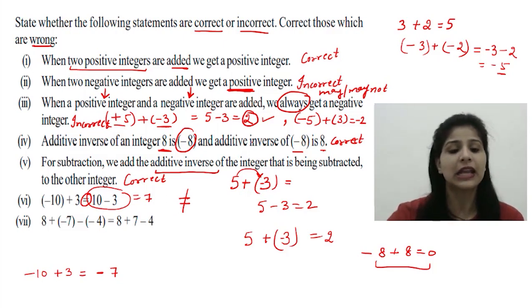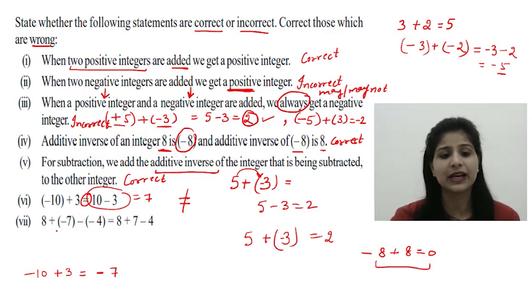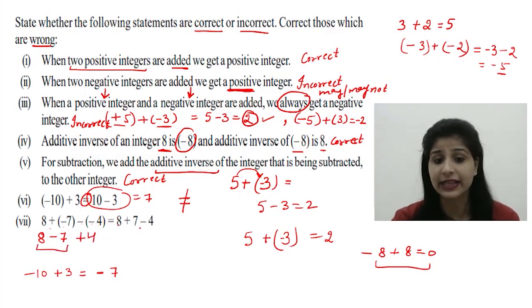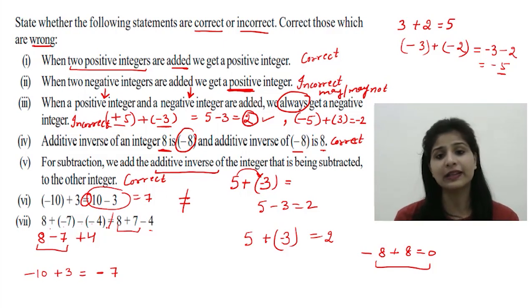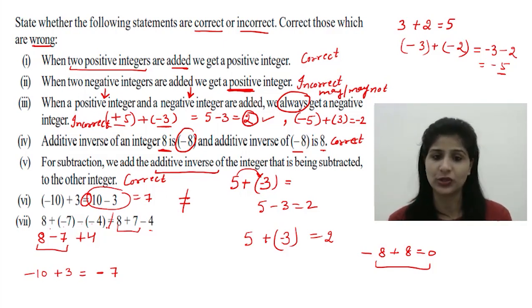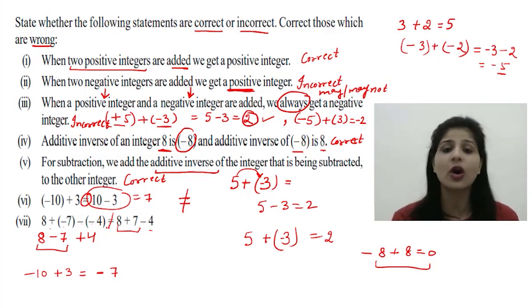The last one is 8 plus -7 minus of -4 is equal to 8 plus 7 minus 4. Let's try out. 8 plus minus is minus 7 and minus minus is plus. So you see here 8 minus 7, here it is 8 plus 7, here it is plus 4, here it is minus 4. So they are not equal. So the statement is incorrect. To correct this statement, in place of this equal to sign, we should write not equal to.